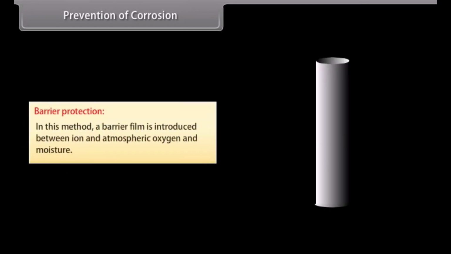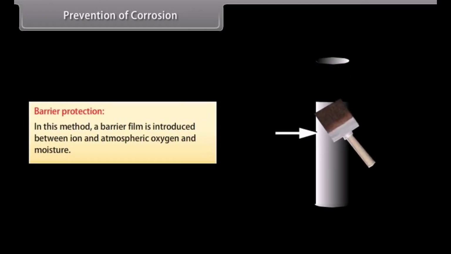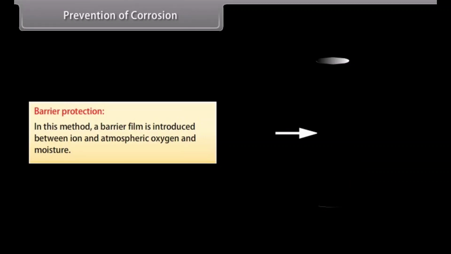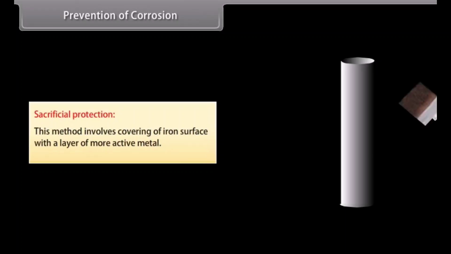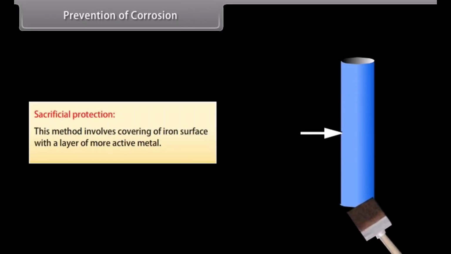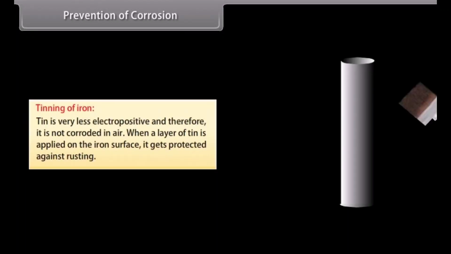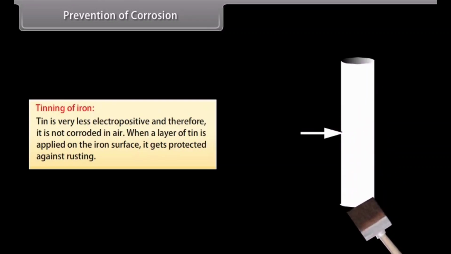Prevention of corrosion. There are many methods for protecting metals from corrosion. Some of these are as follows. Barrier protection. In this method, a barrier film is introduced between iron and atmospheric oxygen and moisture. Sacrificial protection. This method involves covering the iron surface with a layer of a more active metal. Tinning of iron. Tin is very less electropositive and therefore it is not corroded in air. When a layer of tin is applied on the iron surface, it gets protected against rusting.